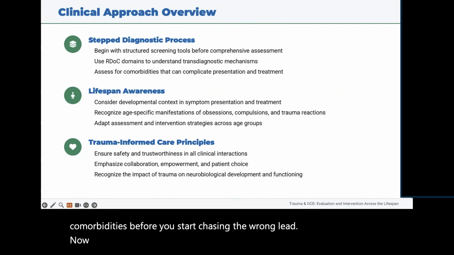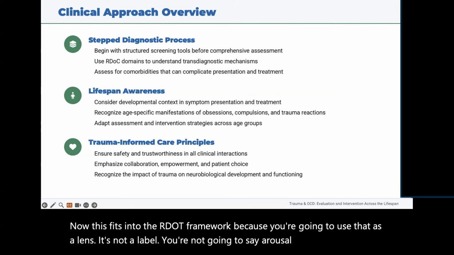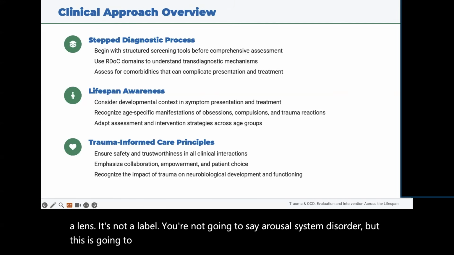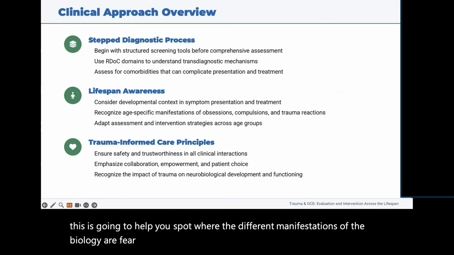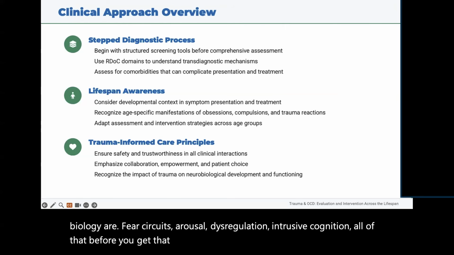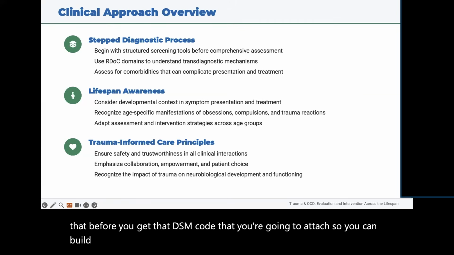Now, this fits into the RDoC framework because you're going to use that as a lens. It's not a label. You're not going to say arousal system disorder, but this is going to help you spot where the different manifestations of the biology are. Fear circuits, arousal dysregulation, intrusive cognition, all of that before you get that DSM code that you're going to attach so you can bill for the visit. That's what we need the DSM for. We need a code for the visit.